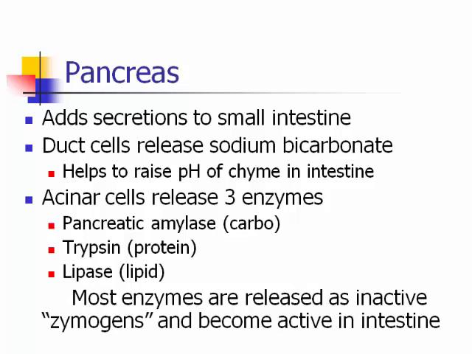Most of these enzymes are released as inactive zymogens. So remember the word pepsinogen? I told you, if you see an ogen, that means it's a precursor, it comes before. So these are released as zymogens and are inactive, so that when they reach the intestine, they become active. And this is, of course, to prevent self-digestion of the pancreas, right? So we release these enzymes, and they become active when they reach the intestine.